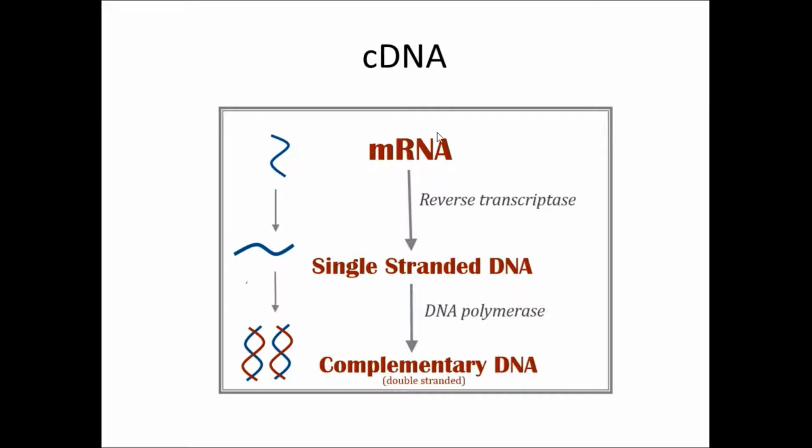So mRNA, by using reverse transcription, produces single stranded DNA, followed by a DNA polymerase enzyme producing complementary DNA, or cDNA. It becomes double stranded. So single stranded mRNA is converted to single stranded DNA, then into double stranded DNA. That double stranded DNA is used for cloning the gene of interest in prokaryotes.